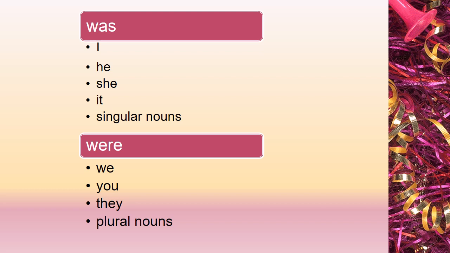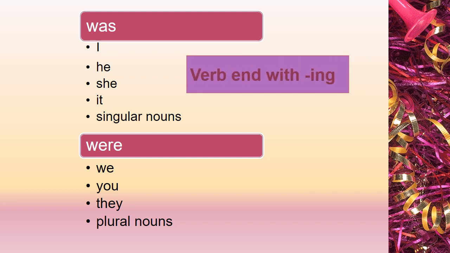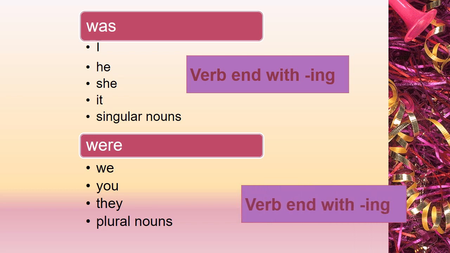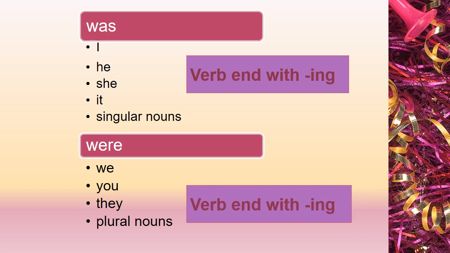Past continuous tense, where we use was and were. Was is used with I, he, she, it, and all the singular nouns, plus verb ending with ing. Were is used with we, you, they, and plural nouns, plus verbs ending with ing.